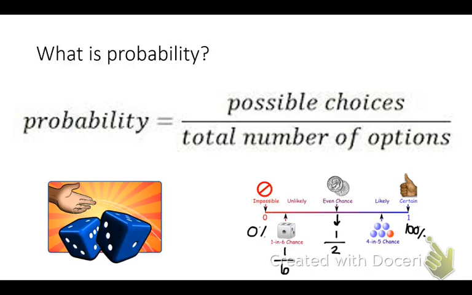So the probability of getting heads by flipping a coin would be 1/2. And then last but not least, a 4 in 5 chance. So for example, if I wanted to choose one of these blue dots out of this group of 5 dots, there are 4 blue dots and there are 5 dots total. So I have a 4 in 5 chance of choosing one of the blue dots. So that kind of gives you an idea of what probability is.